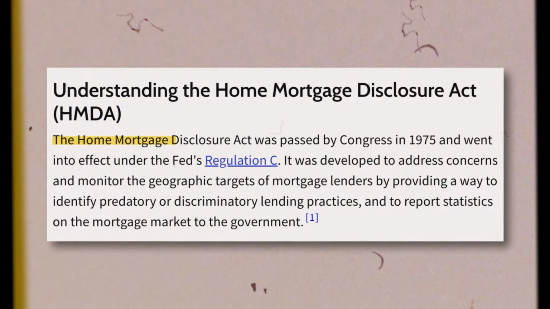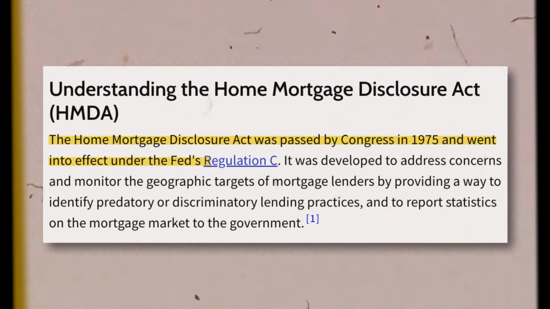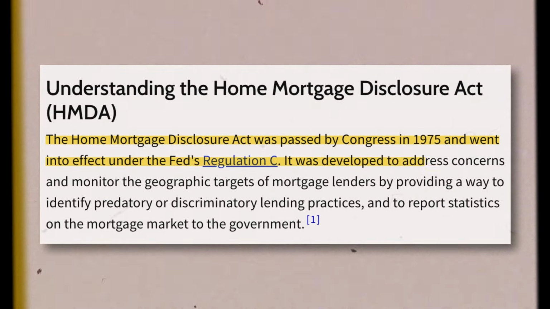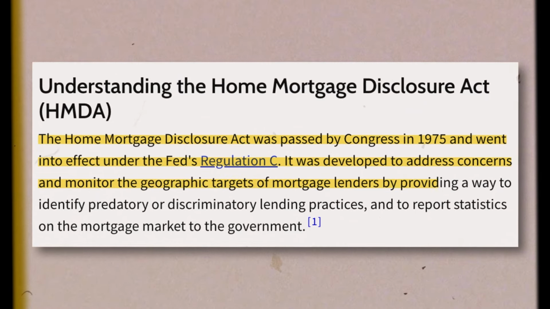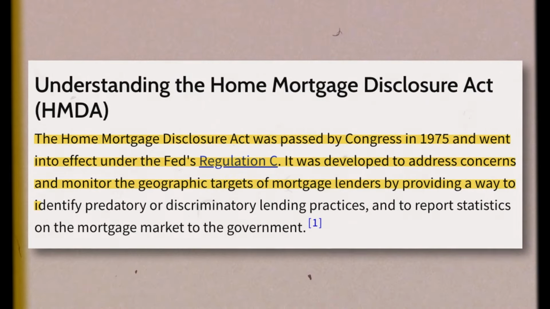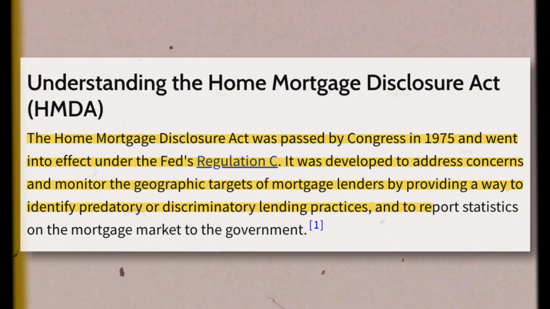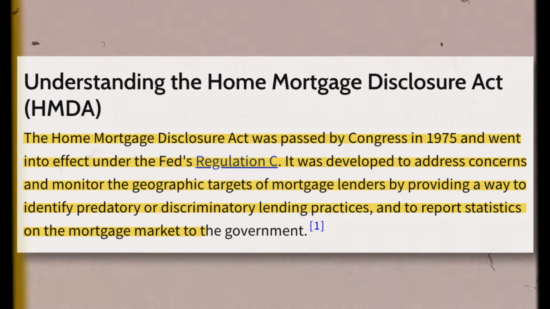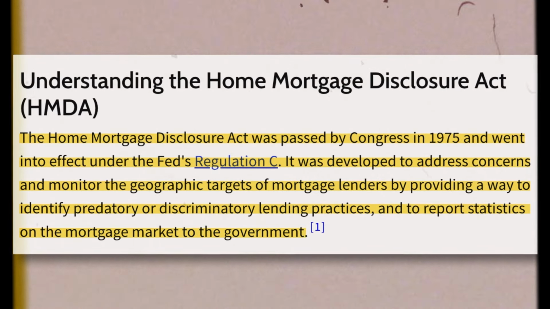HMDA, the Home Mortgage Disclosure Act of 1975, went into effect under the Fed's Regulation C. It was developed to address concerns and monitor the geographic targets of mortgage lenders by providing a way to identify predatory or discriminatory lending practices and to report statistics on the mortgage market to the government. HMDA is really a great idea, but right now it's almost impossible to meet. You can't do it. Homes are just too expensive. Or are they too expensive?